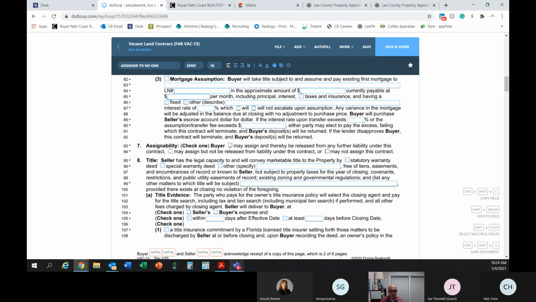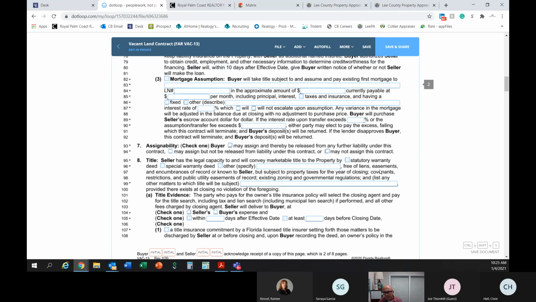Hey, title, what do I need to do here? What kind of a title? Is it going to be a statutory warranty deed or a special warranty deed? Or is it going to be something else? And then they'll help you out here. Again, if you're using a closing attorney, same thing.